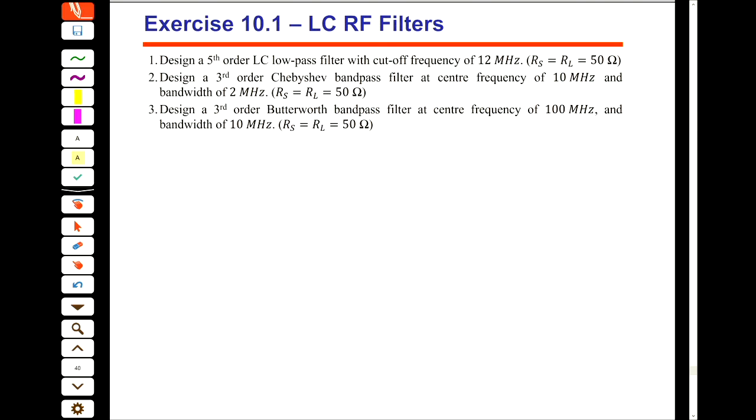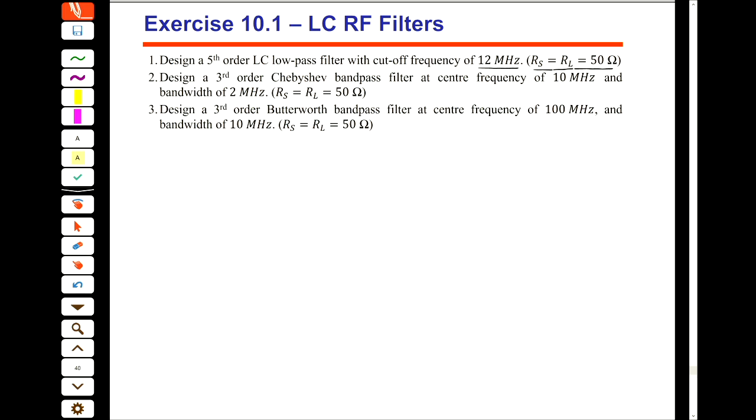For the filters, we have a few designs for the low pass filter and band pass filters of different types, for example the Chebyshev, the Butterworth, and different orders. In the first question it says to design an LC low pass filter with cutoff frequency at 12 megahertz, and RS equal to RL equal to 50 ohm. It doesn't mention the type, so you can take it as Butterworth or as Chebyshev.